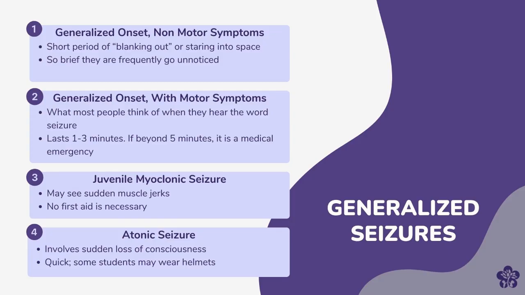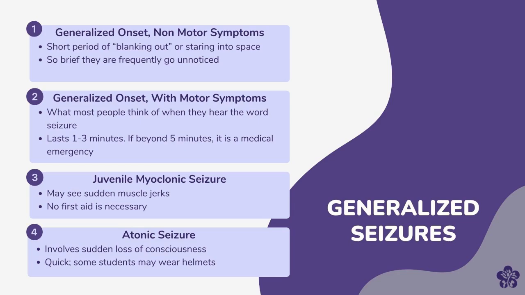A generalized onset with motor symptom seizure begins with a hoarse cry or a moan, followed by loss of consciousness and a fall to the ground, whether the student is standing or sitting. The moan is simply air that is compressed from the diaphragm. The person is not in pain at all.